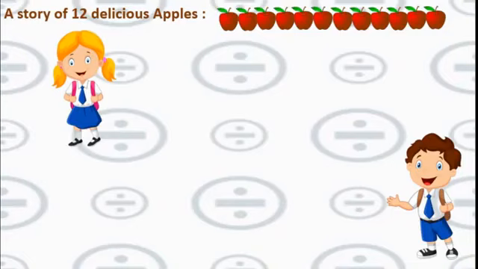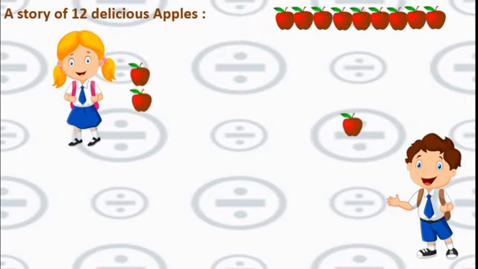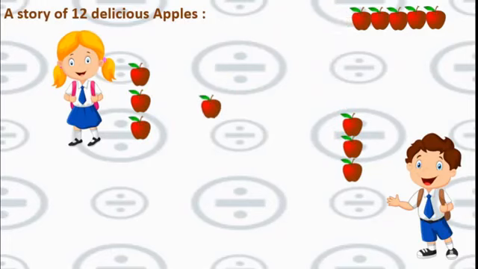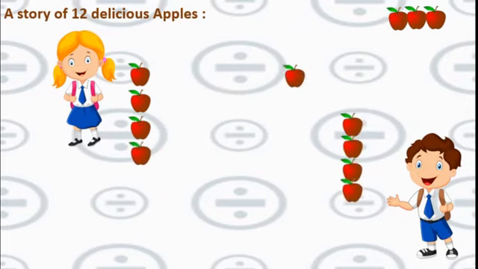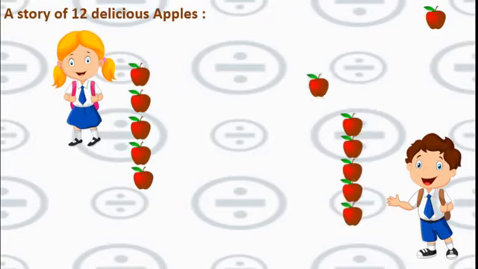Okay, now we will see one by one we will distribute. First one to this girl, second to this boy, third I am going to give this again, fourth here, fifth to the girl, sixth to this boy, seventh here, eighth to this boy, ninth one to this girl, 10th to this boy, 11th to the girl, and 12th to this boy.